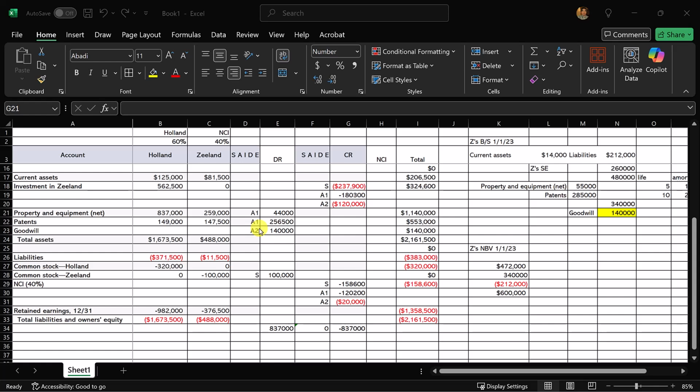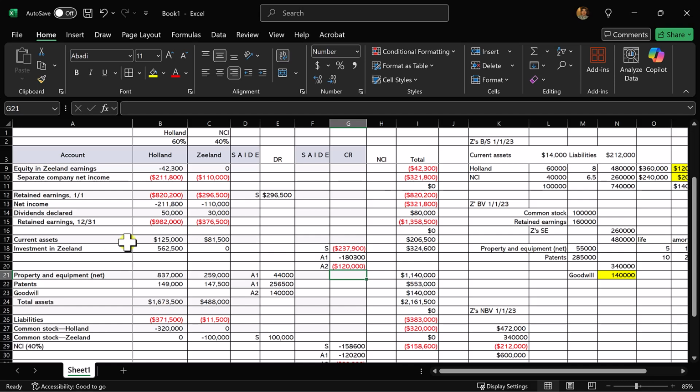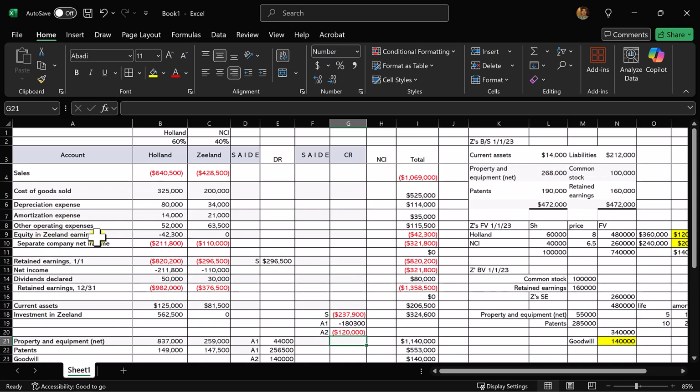So now we need to do the I. I is the income. This income here, this earnings, 42,300, we gotta eliminate it because we don't want to duplicate the income over here when we do the consolidations. So let's get rid of this credit with a debit. This is entry I for income. So tell me, what's the offsetting credit?